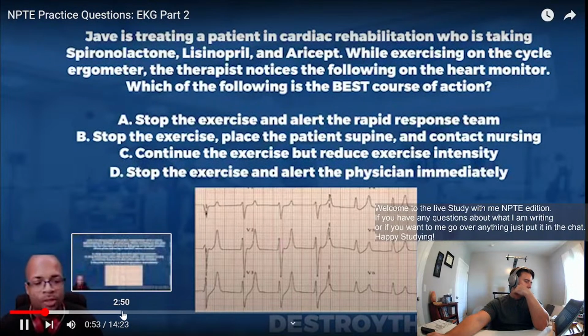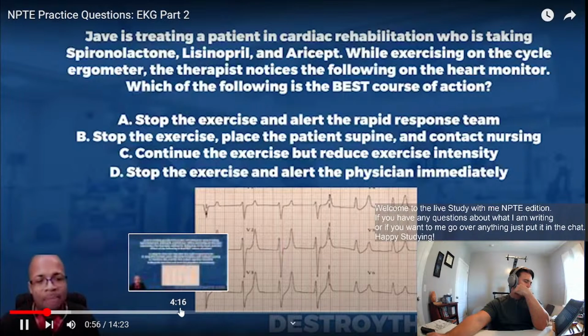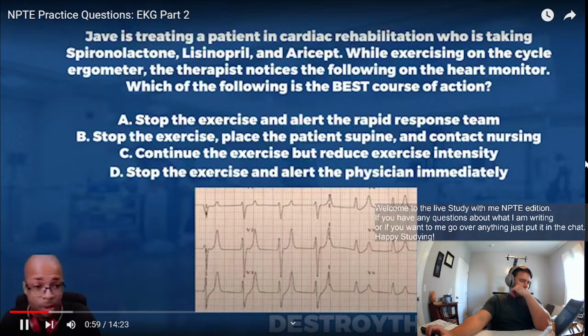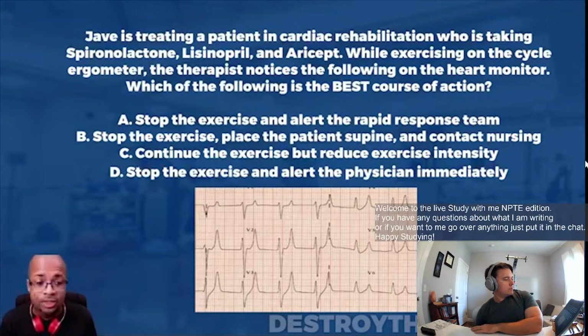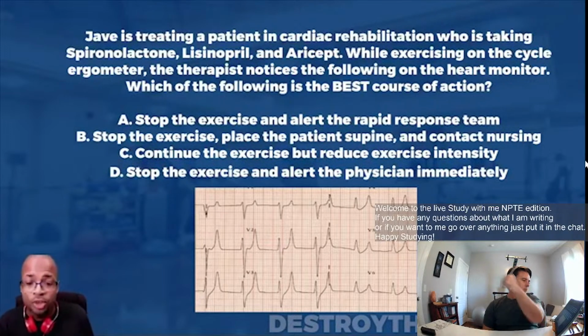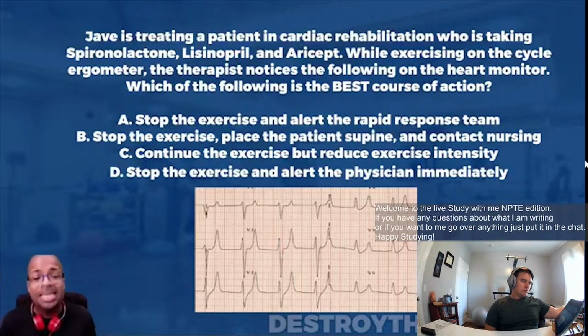But let me go through the answer choices really quick. Answer choices are A, stop the exercise and alert the rapid response team. B, stop the exercise, place the patient supine and contact nursing. C, continue the exercise but reduce exercise intensity. And D is stop the exercise and alert the physician immediately.